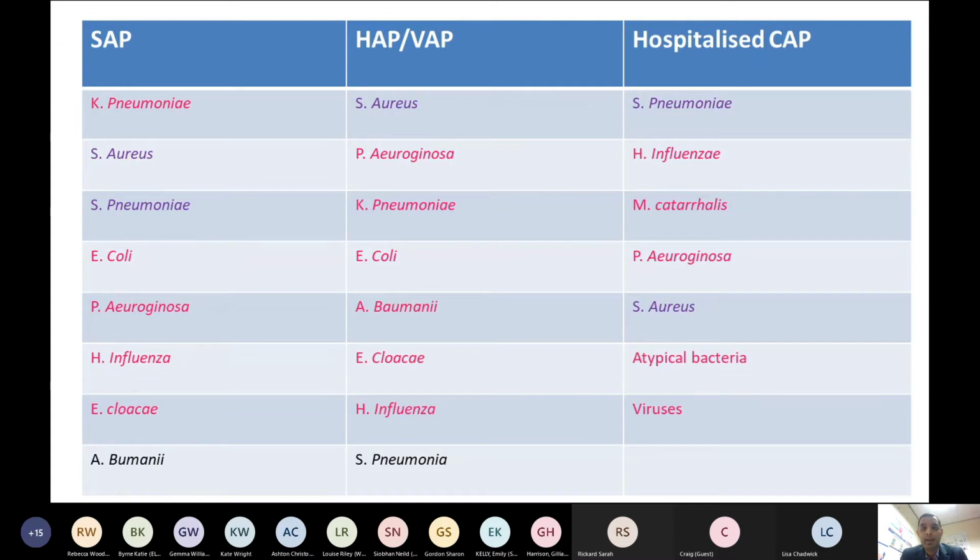So again, this is a table comparing the bugs commonly seen in SAP, HAP, and hospitalized community-acquired pneumonia. In hospitalized community-acquired pneumonia, in other studies which are not involving stroke, Strep pneumonia is fairly common, as well as H. influenzae and Moraxella. Obviously, we cannot forget atypical bacteria and viruses. In the HAP organisms, you can see a lot of aerobic gram-negative bacilli, and SAP, obviously, I've talked about it. There's a good mixture of both, really.